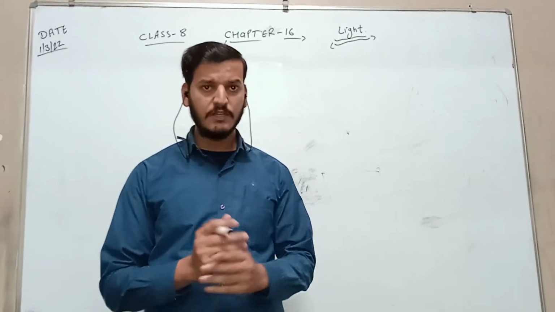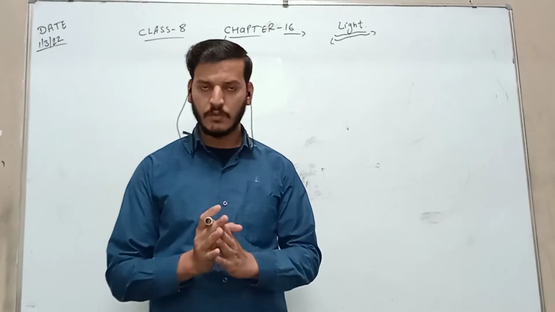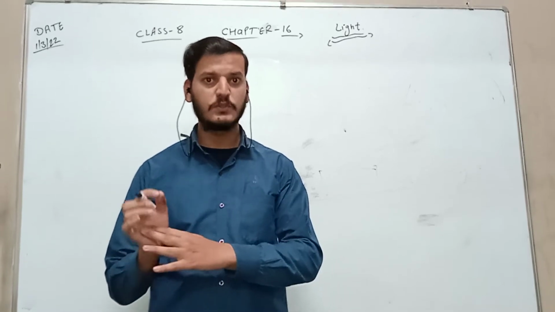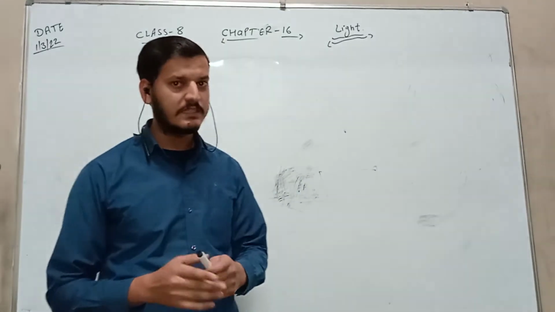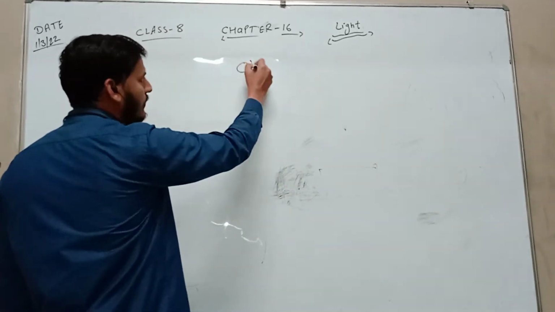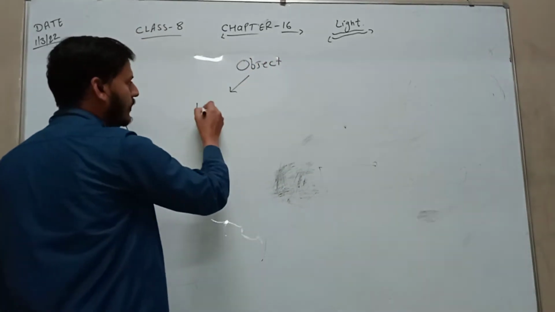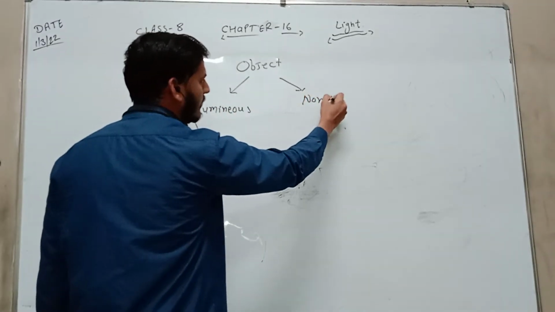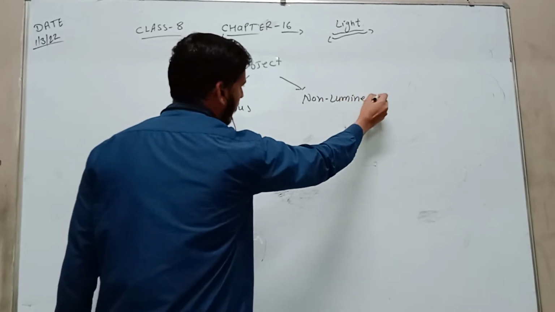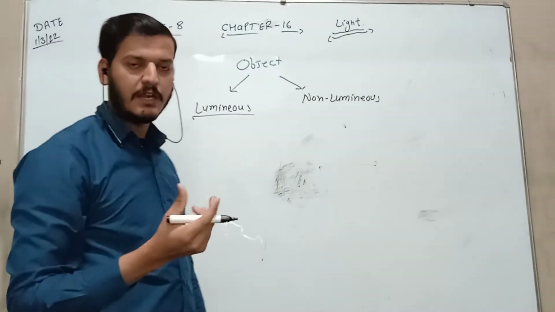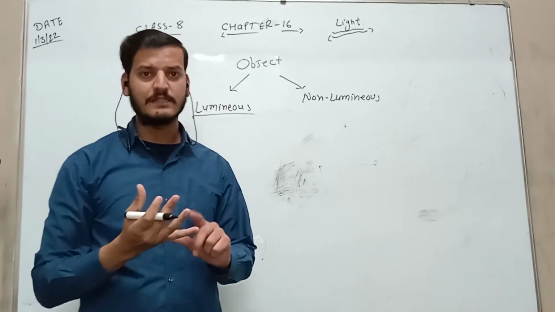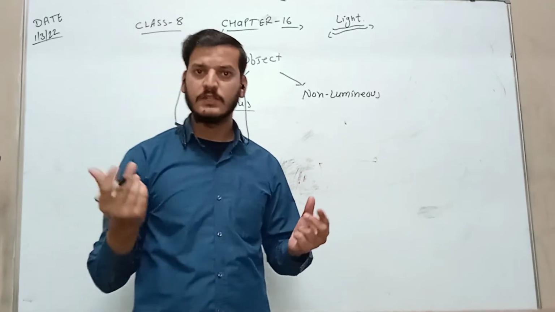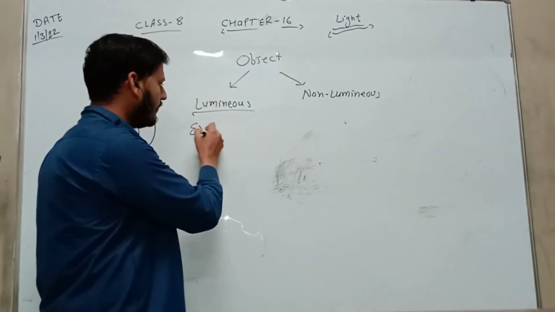So we will be classifying all the objects into two groups. One, those objects which produce their own light, and second, those objects which do not have their own light. The objects are of two types: luminous objects and non-luminous objects. And remember, luminous objects are those which have their own light, like the stars, the sun, and some artificial ones like tube lights, torch, candle. These are some examples of luminous objects.